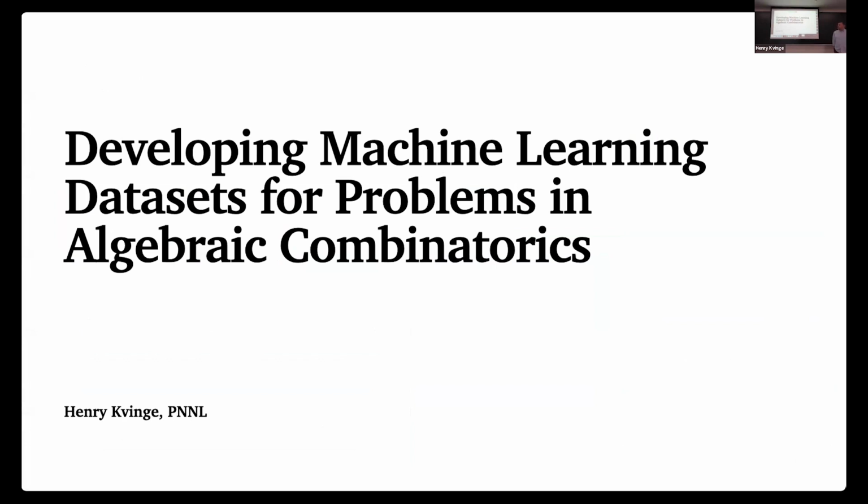Our next speaker is Henry Koenig, and he's going to tell us about a cool new data set that they've developed for algebraic combinatorics. All right, well, thank you to the organizers for a wonderful week, and for the other parts of the program that I wasn't able to attend in person.